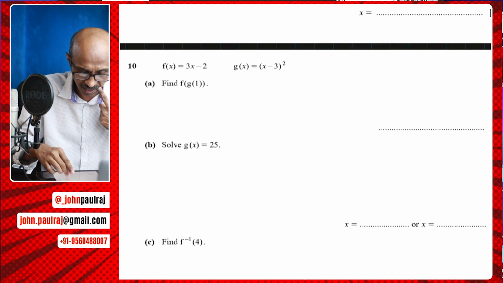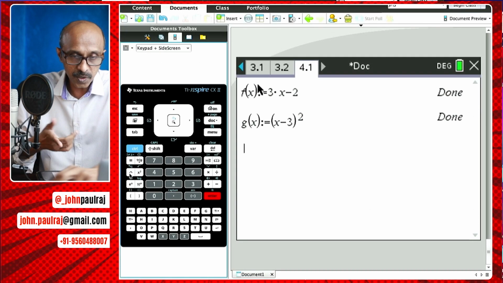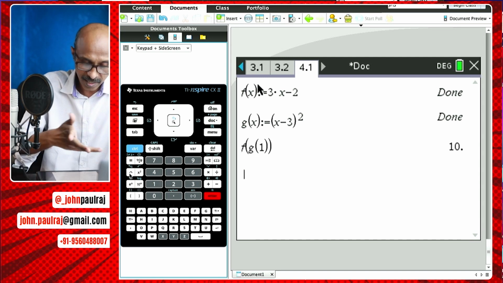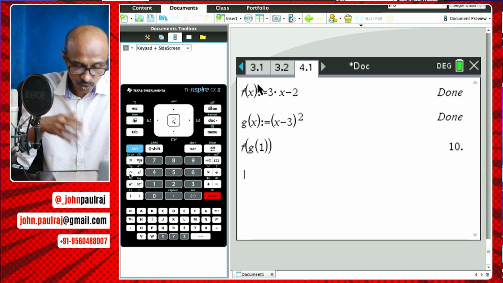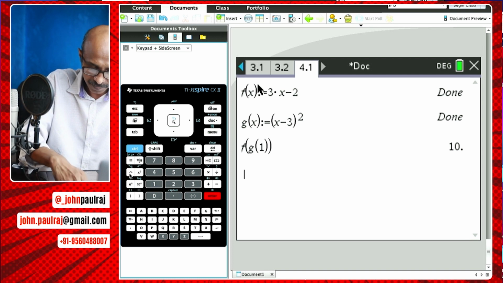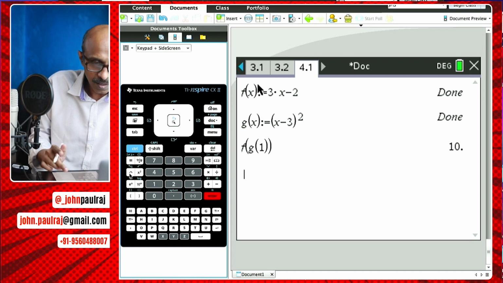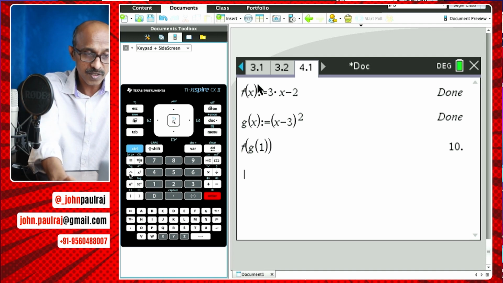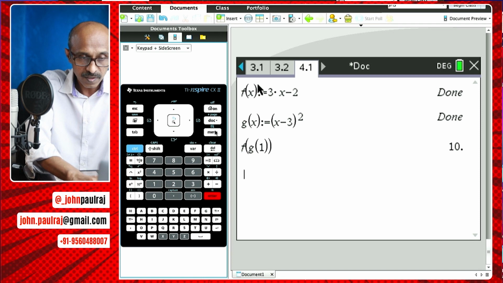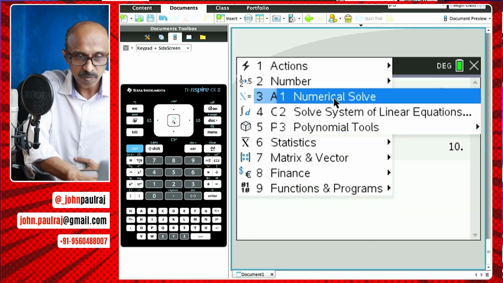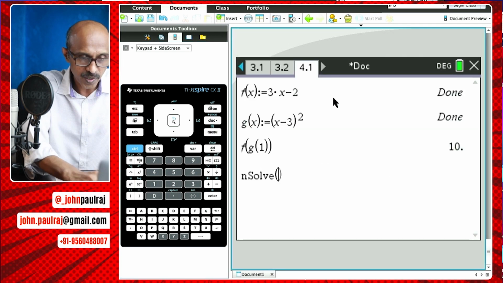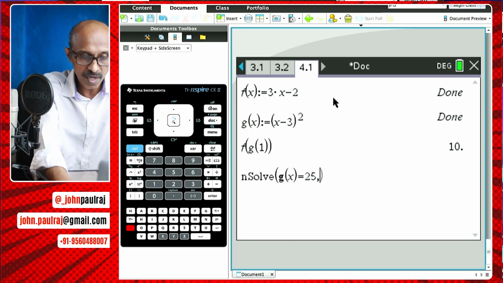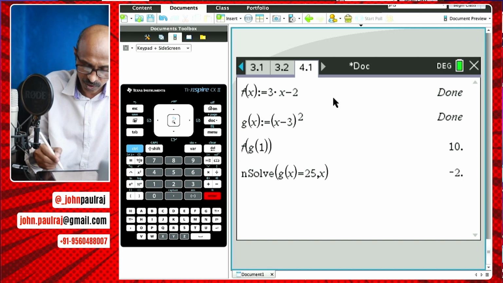Let's just do each of them quickly. All right, so once you're on the calculator, now you can just say fg of 1, f of g of 1, and hit enter, and it'll give you the value. 2 points, just like that. Okay, solve g of x. I'll just enter that thing there. This is 10. Okay, and solve g of x is equal to 25, all right? So we can just go and say numerical solve, okay, algebra, numerical solve, it says g of x is equal to 25. So I'm just going to say g of x is equal to 25, and the syntax is comma x, you hit that, and you get -2, just like that.